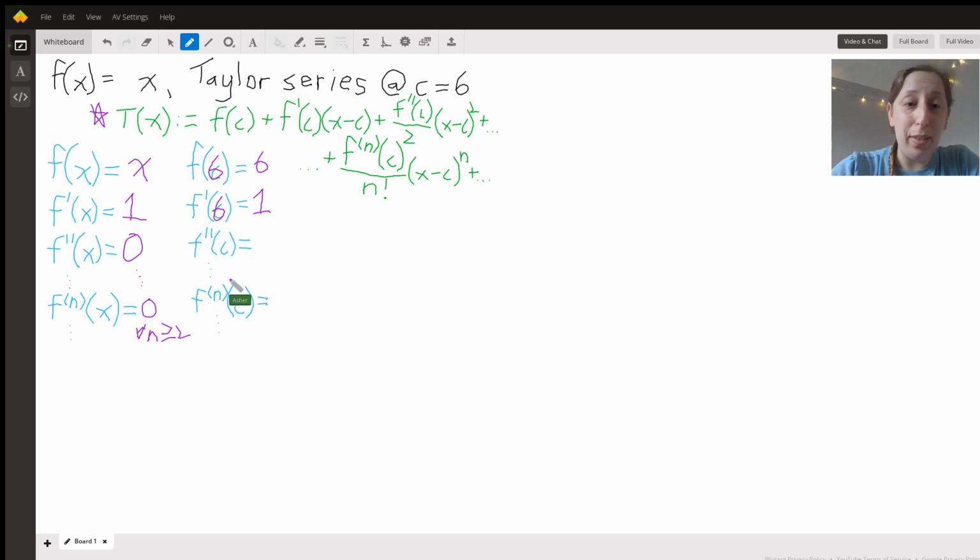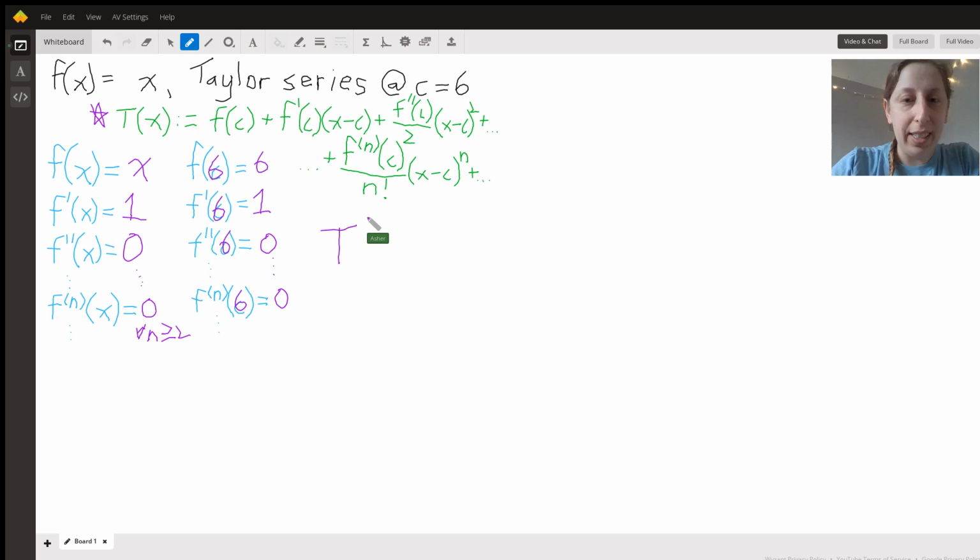Well, okay, if my derivative is 0 anywhere, then my derivatives are going to continue being 0 when evaluated at 6, the center of my Taylor series. Very cool. We've got all of the pieces put together. We can literally just plug into the formula now. Let's get our final answer.